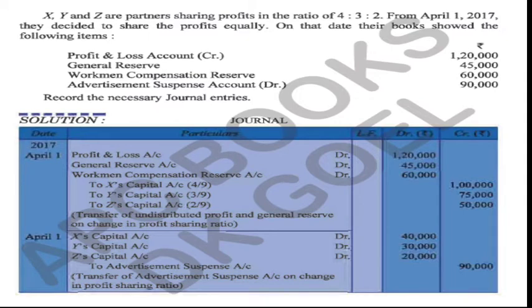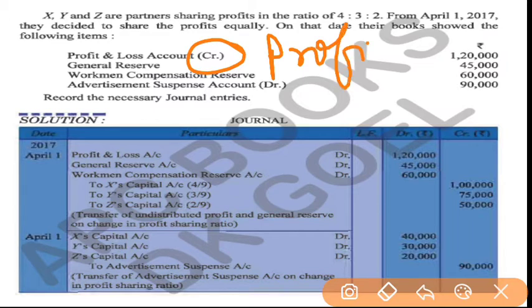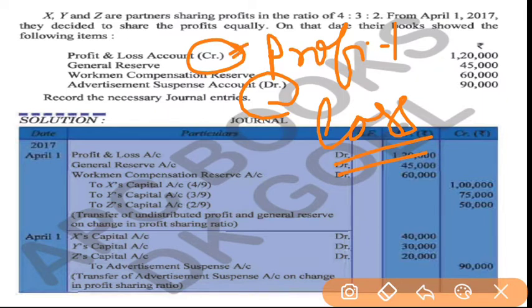Profit and loss account credit balance is 1,20,000, general reserve is 45,000, workers compensation reserve is 60,000, and advertisement suspense account debit balance is 90,000. So first of all, if anything is credit, it means it is profit, and if anything is debited, it means it is loss. Okay, so first of all we will clear this. A credit balance will be profit and a debit balance will be loss of the firm.